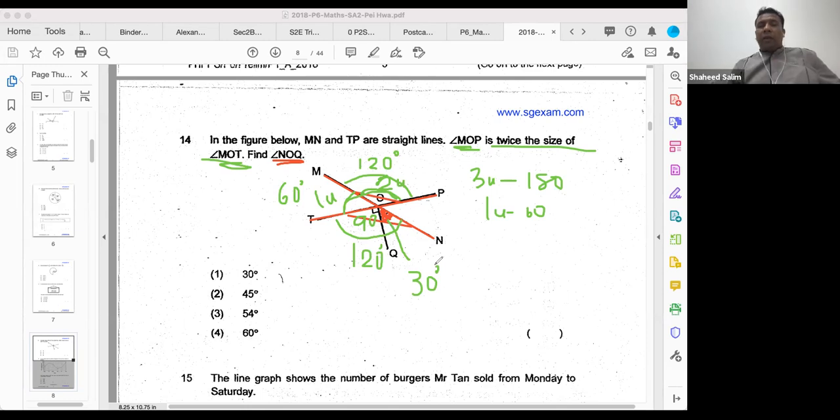Okay, Shakil and Akil, you can see now down here. You start from here now. You must read this one. MOP is twice of MOT. So this one is 2 units, twice. So 1 unit. The whole thing 180 is 3 units. 1 unit 60. So this is 60. This one must be 120. This whole thing 120 also minus 90 get 30. Okay. I hope you're okay.